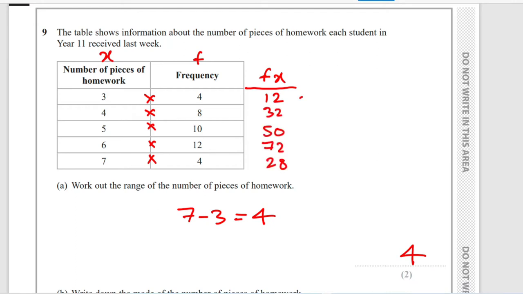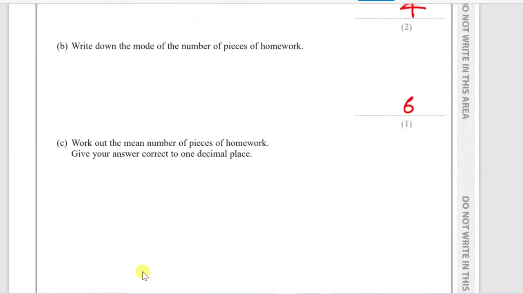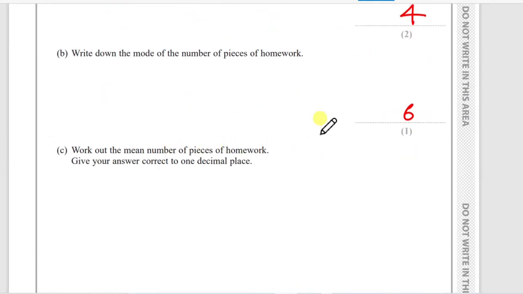And now you're going to find the grand total, yeah? So for the grand total, add all these numbers up in your calculator. That's what the calculator is for. So 12 plus 32 plus 50 plus 72 plus 28, and you should get 194 pieces of homework given out. Now that's the total. They want to find the mean number of pieces of homework, right?